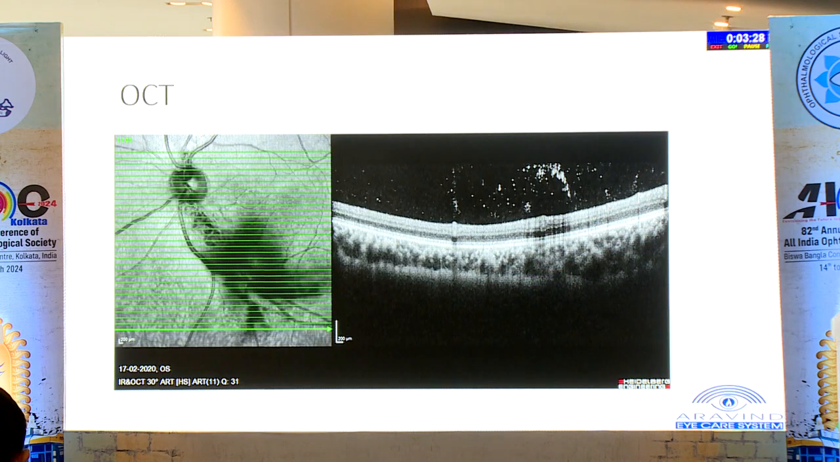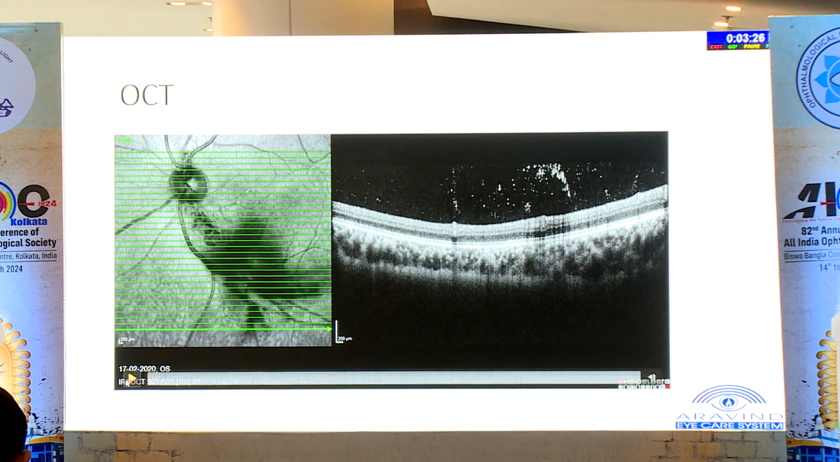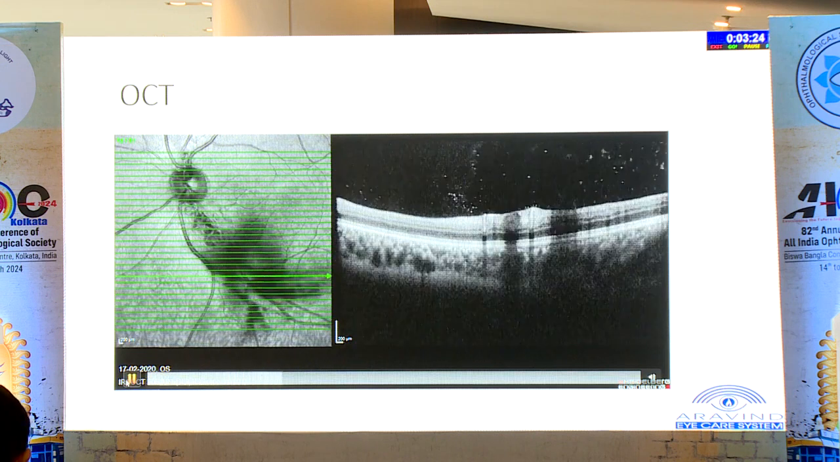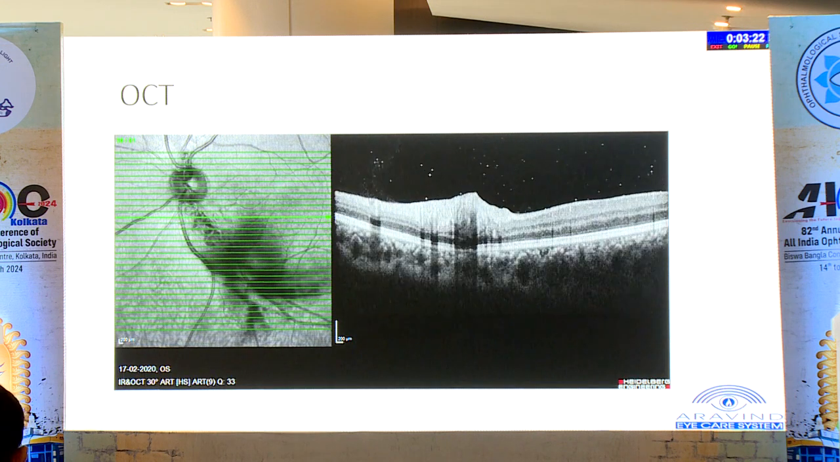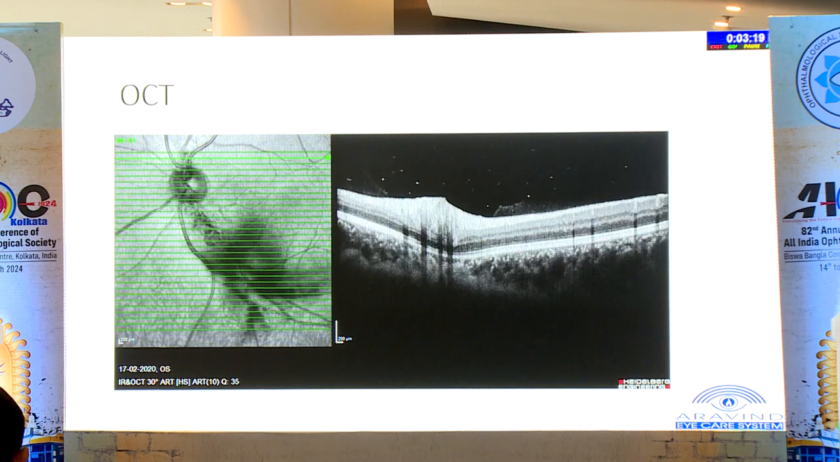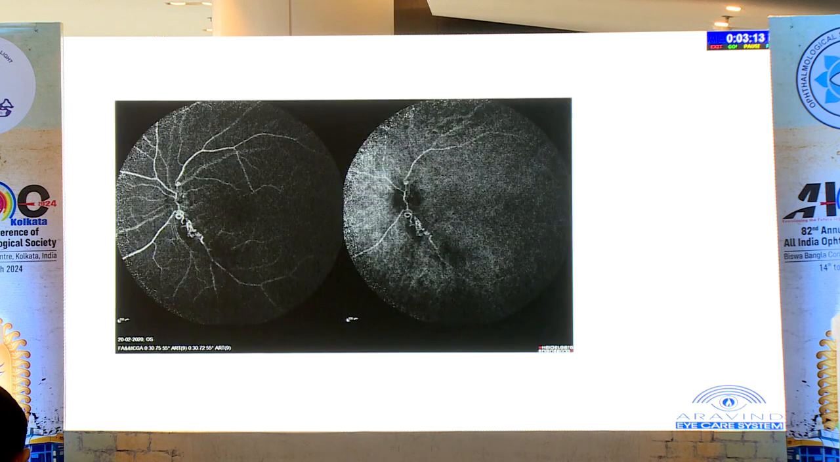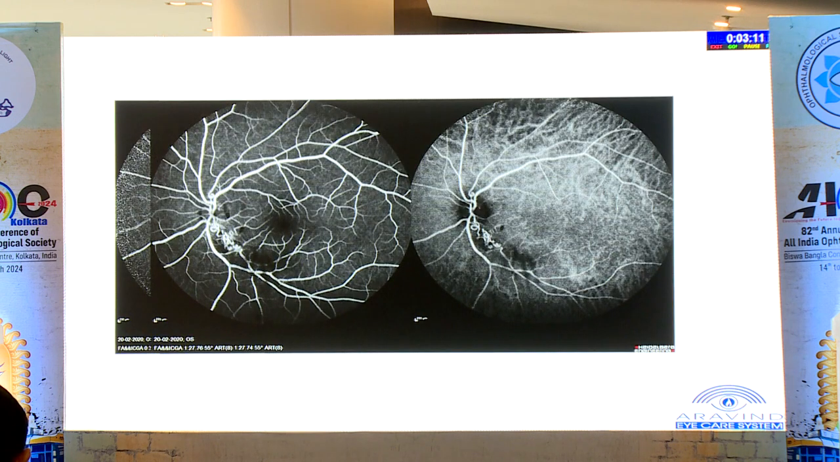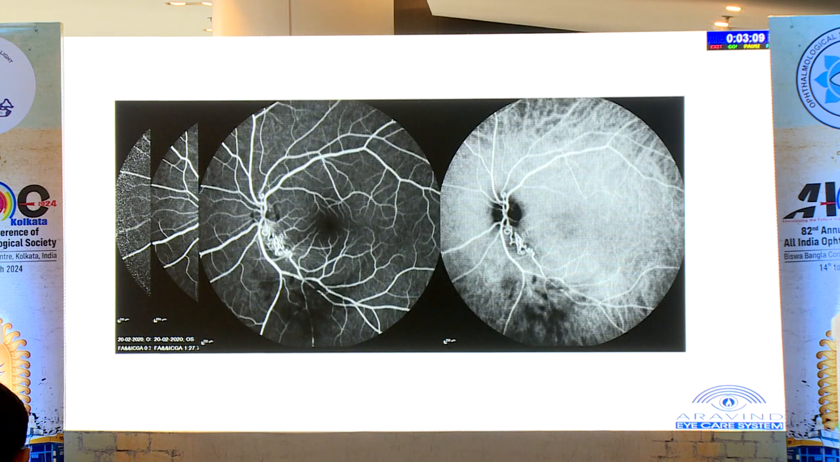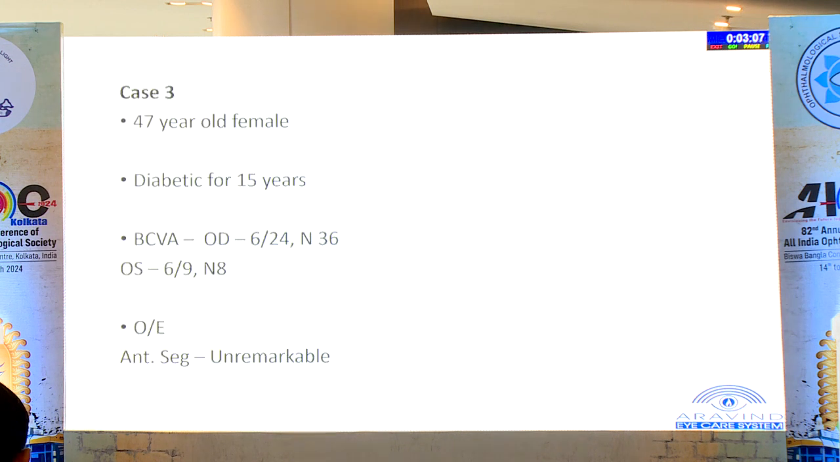Before going to the FFA, this is the OCT of the same patient showing the presence of vitreous hemorrhage and the more inner location of the loops near the vitreoretinal interface. FFA done showed no significant leakage, but there was mild staining in the late phase.